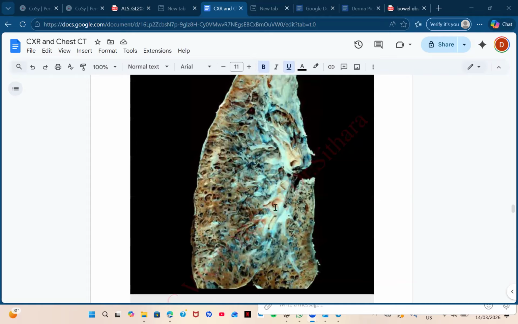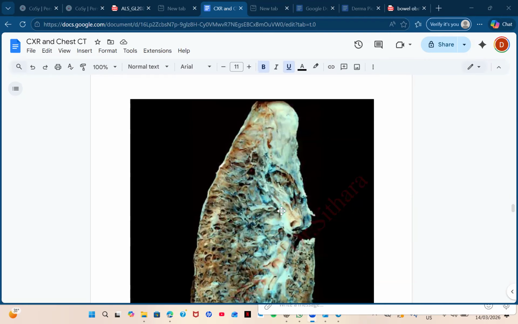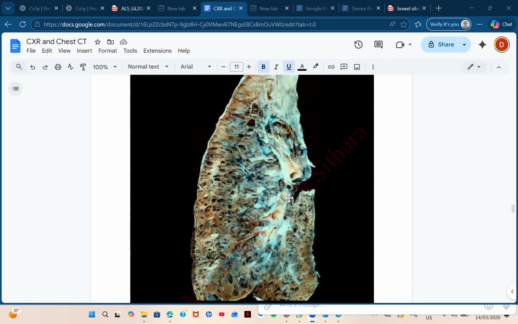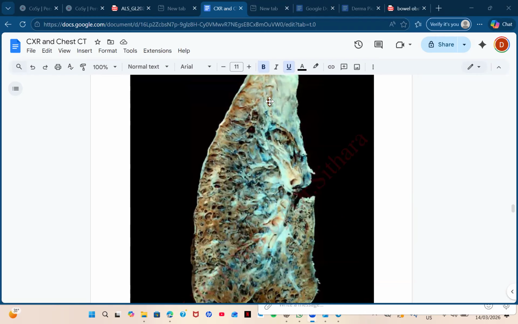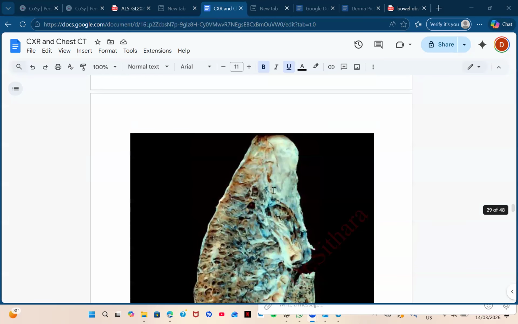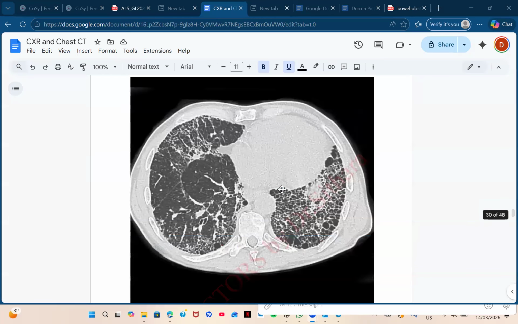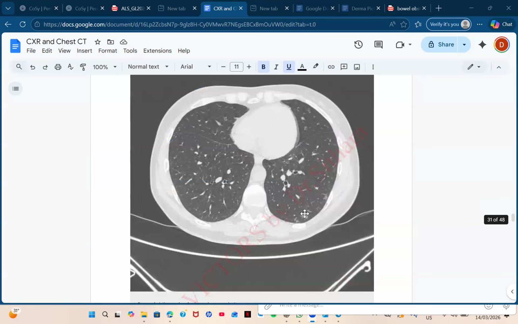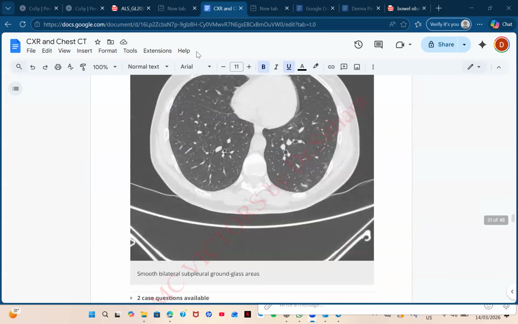This is the actual lung after pathology, the honeycomb lung. This is the end stage of idiopathic pulmonary fibrosis. You can see the honeycomb appearance, exactly the same cystic appearance we saw before. So what is this one, doctors? Here also honeycomb appearance, right? Okay, so what is this, doctors?